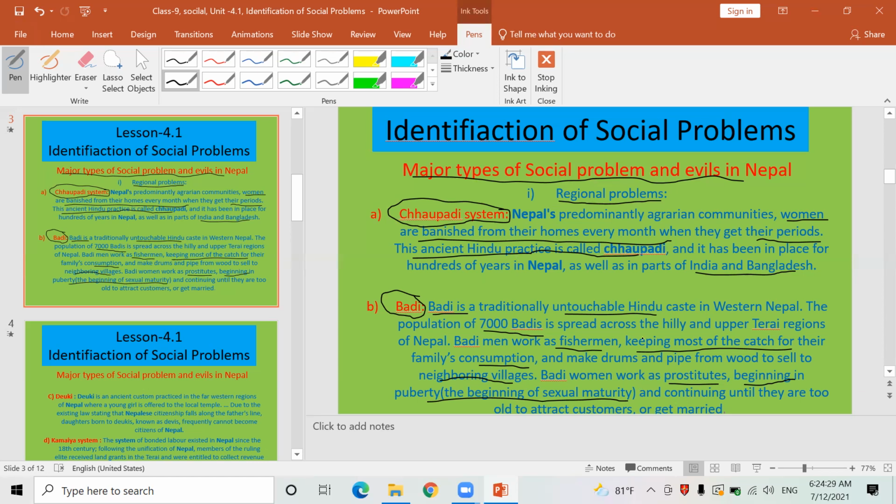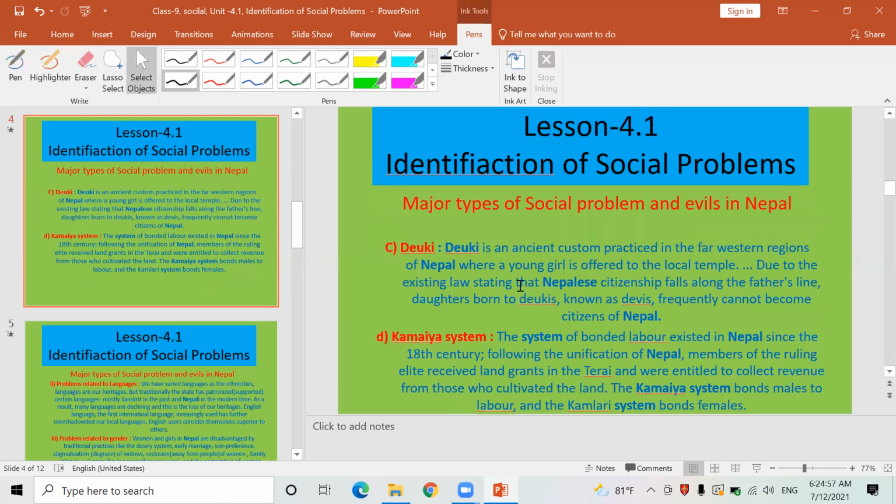This system is there, and they continue their profession. Badi women and girls think that it is their racial profession. Even Badi men do not create any obstacle in this profession, in the bad deeds carried out by their women. Okay, now you have got the idea. I shouldn't describe much.